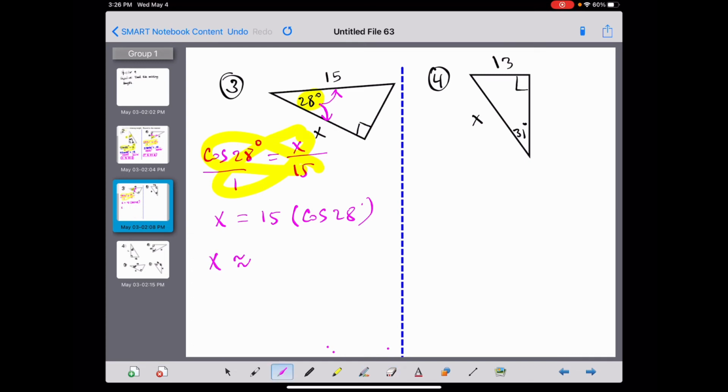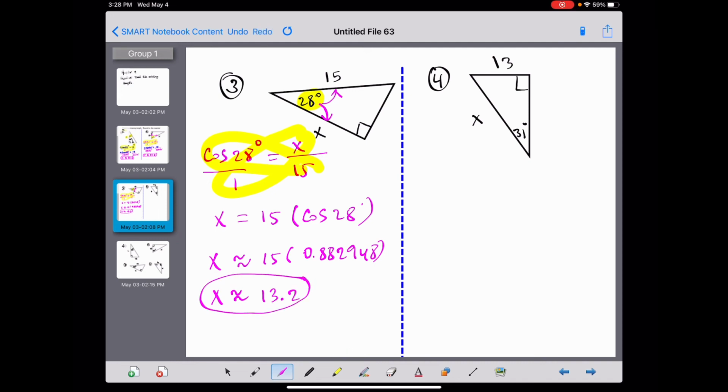Okay, the next part is just the calculator. So you would press cosine 28 on your calculator, and you would get 0.882948, and then multiply that by 15. Your answer comes out approximately 13.2. Okay, that's number 3.